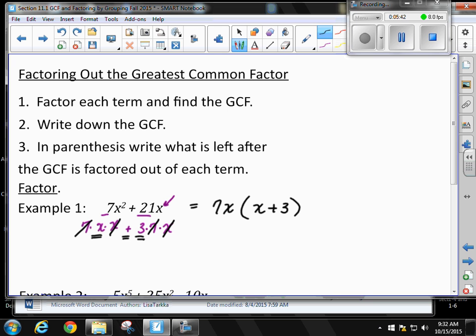And on these, you can always check by multiplying back out. If I want to check to see if this is true, 7x times x is 7x squared, and 7x times 3 is plus 21x, and that does give me what was in the original equation, so I know my factoring here is correct.